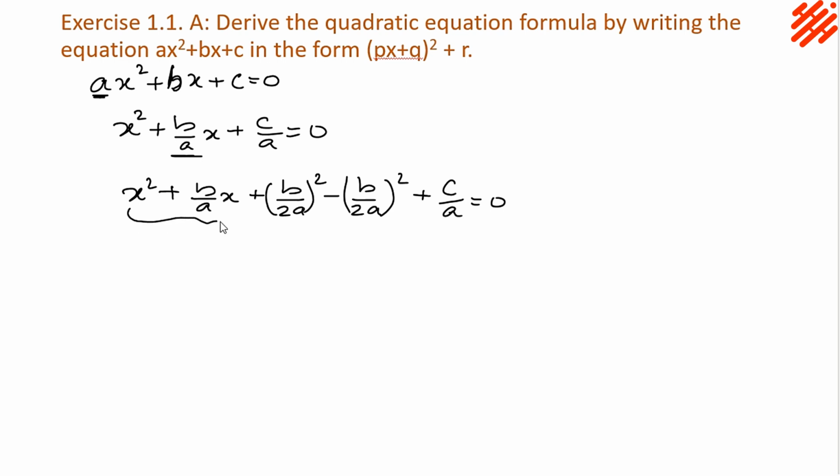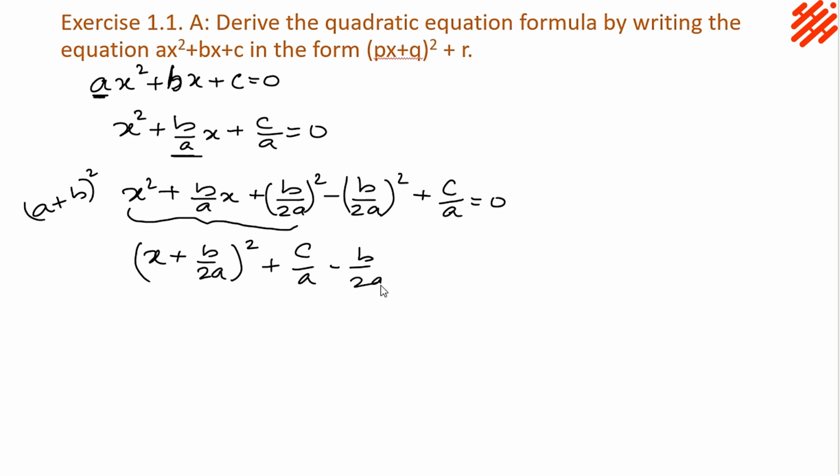So by seeing the terms, we know that it is the same as a plus b the whole square, right? So we get x plus b by 2a the whole square, plus c by a minus b by 2a the whole square equals 0. So we arrived at this form.